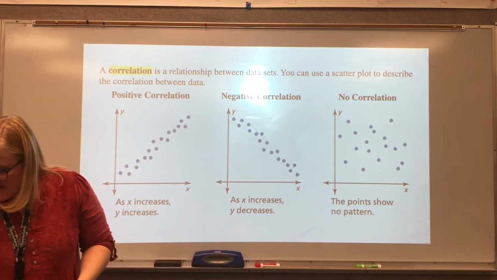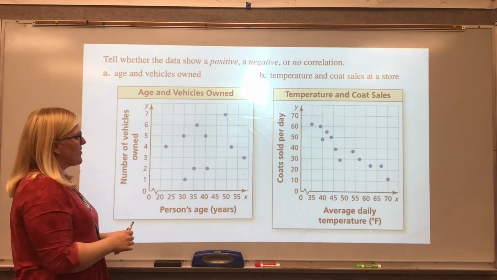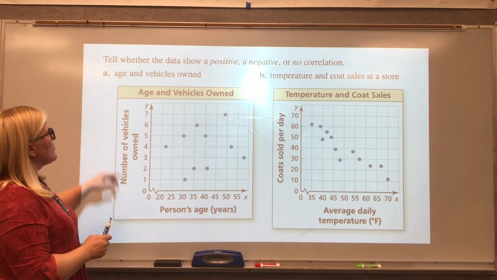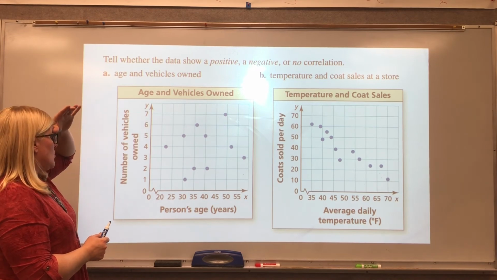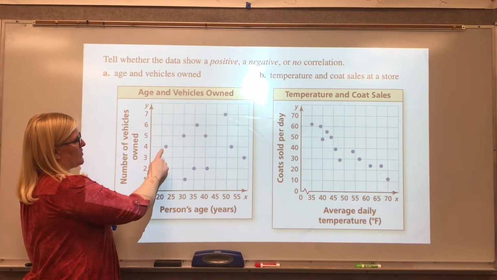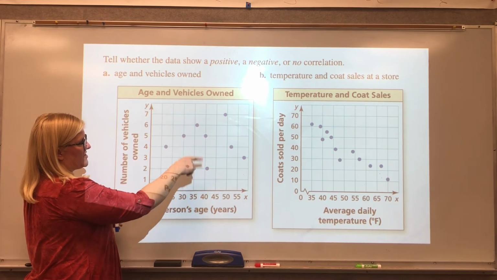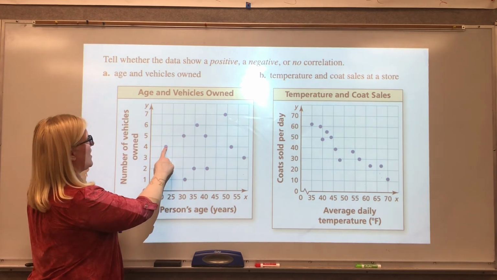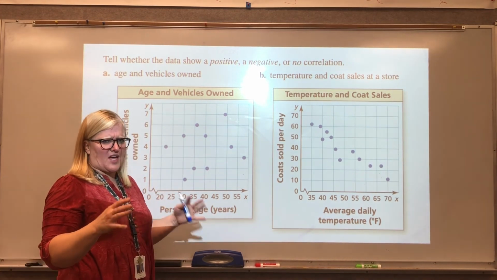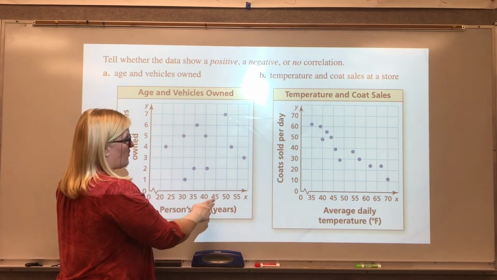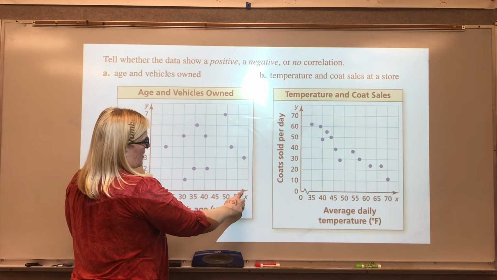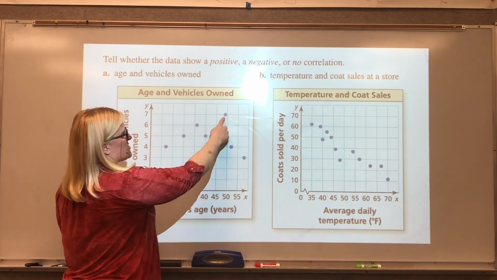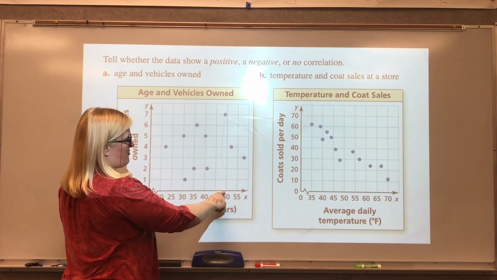Okay, so tell whether the data show a positive, a negative, or no correlation. So this is age and vehicles owned. However many dots there are, that's how many people they asked. And so this 22-ish year old has owned 4 cars. I don't think it's all at the same time, but has had 4 different cars. And over here, the other end of the spectrum, we have about a 58-year-old, and they've only had 3 cars. I like this one. This person's had 7 cars. They're about 48 years old.